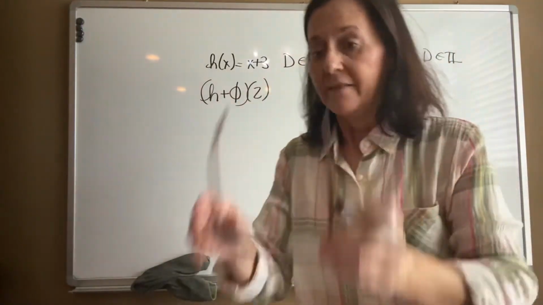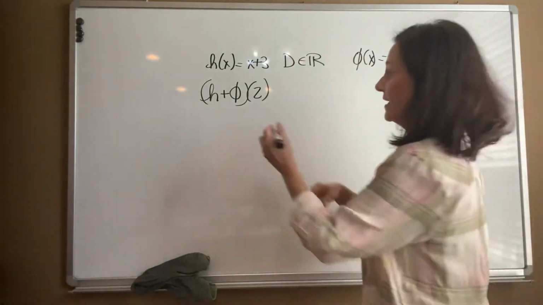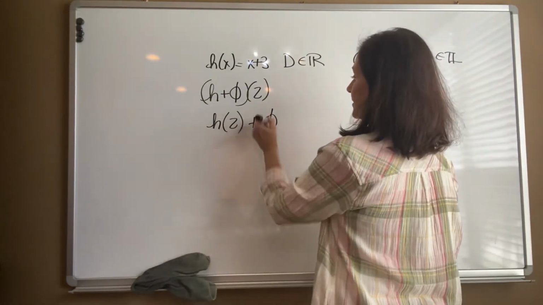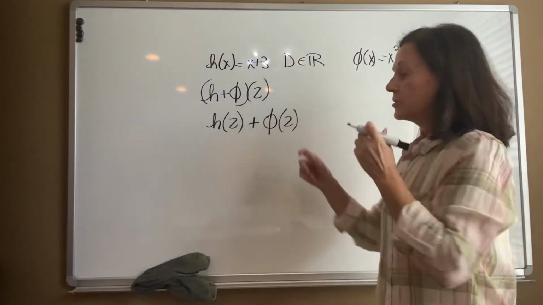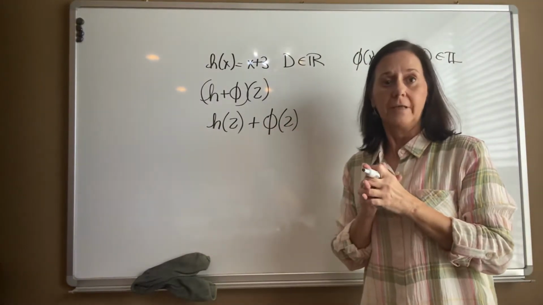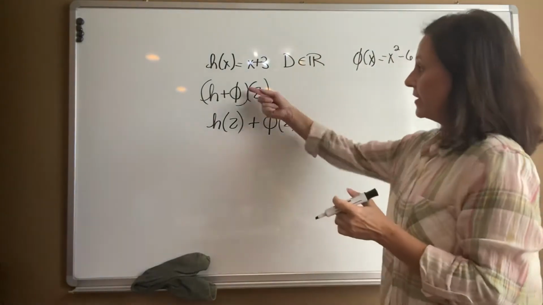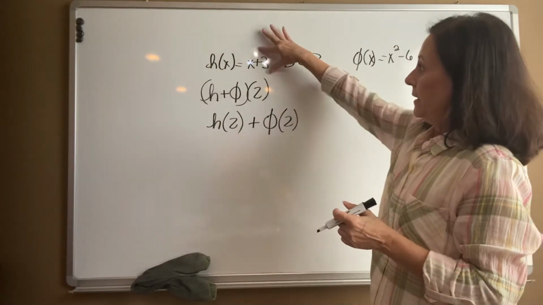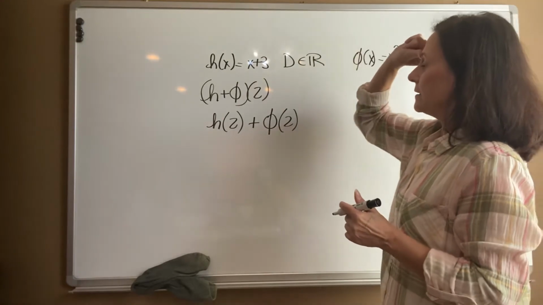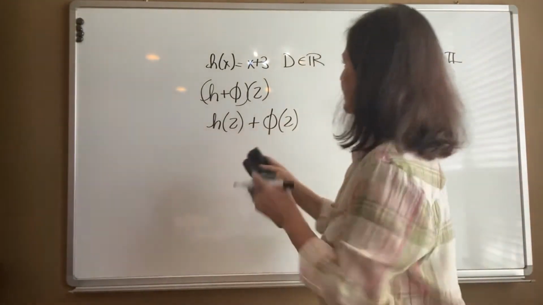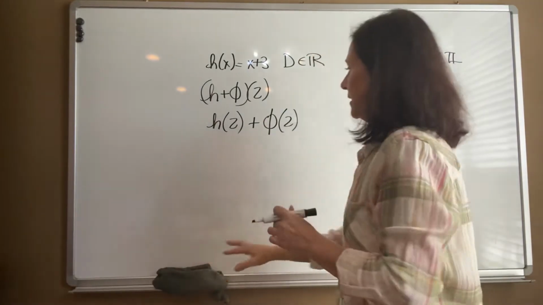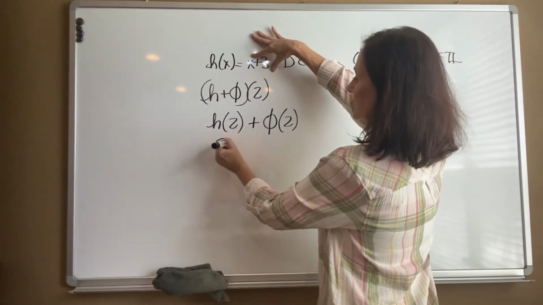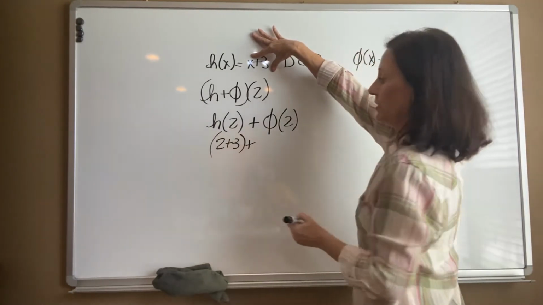All right? This is the same thing as if I plugged in 2 to h and added to it 2 plugged into the other function, okay? It's the same exact thing. So these can be written interchangeably. All right, so this is how I'm going to solve it. Okay, so I'm going to plug in 2 into h of x, and that's 2 plus 3. That's what h of 2 is.